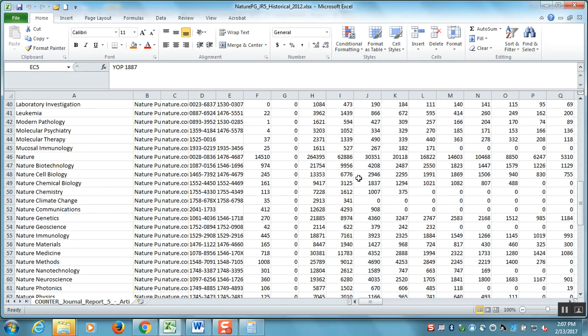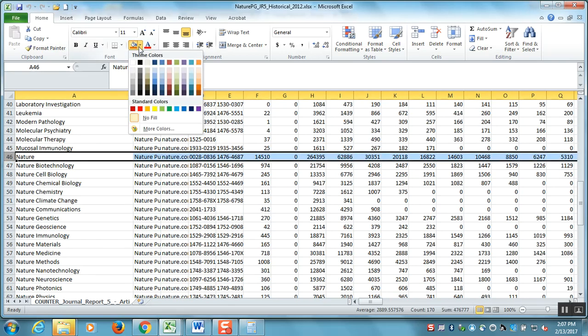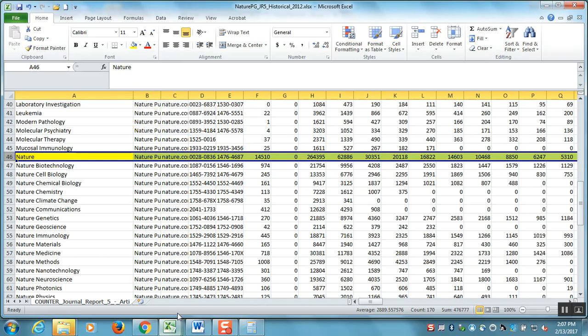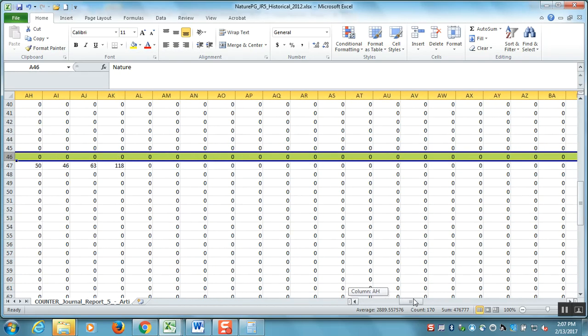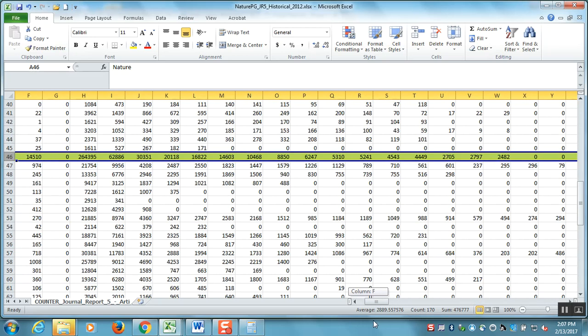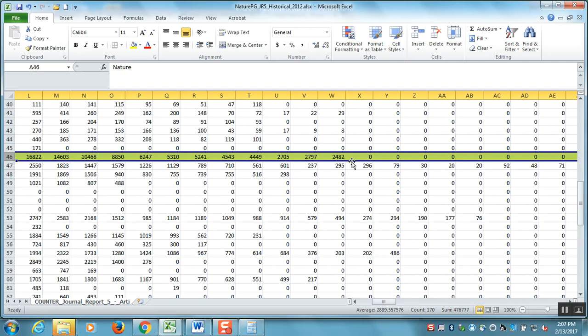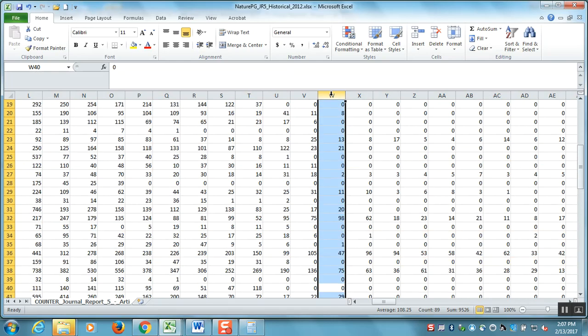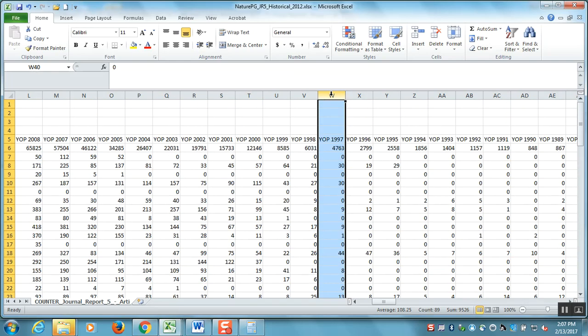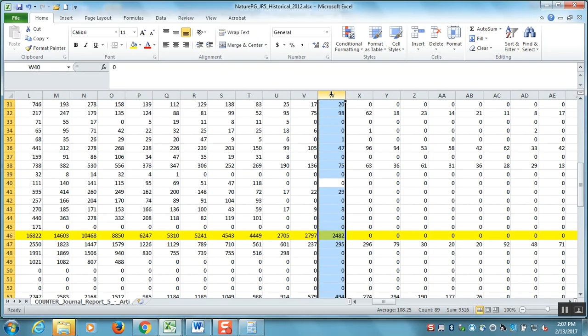Some of them are typical, like Nature. So you can see I'll highlight Nature here in yellow. And if we go back, you can see it doesn't have much use going all the way back. Almost all of Nature's use is in the last, say, we go up to W, so 1997-ish.